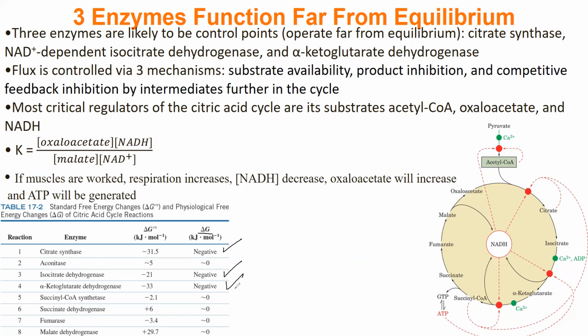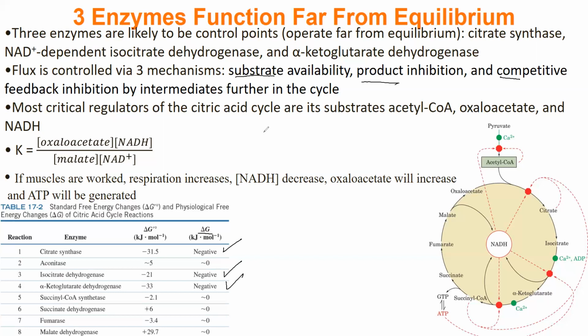And for flux, there are 3 different mechanisms. How much substrate is available? Do you already have a lot of products around? So product inhibition. And feedback, competitive feedback by various intermediates. We're going to get into each one of these on its own. First, let's talk about NADH. We mentioned this already when it came to malate to oxaloacetate, but NADH is one of the most critical regulators of the citric acid cycle.